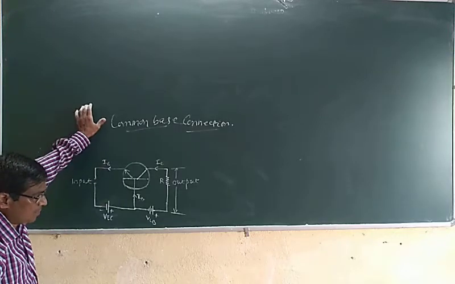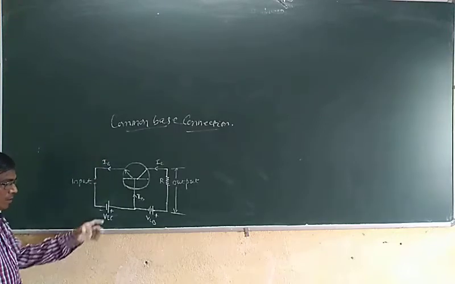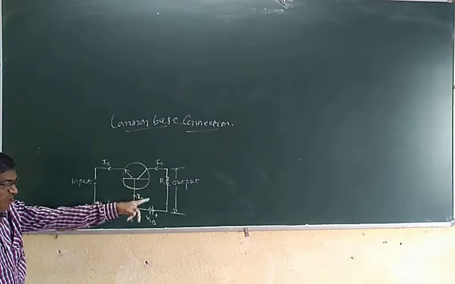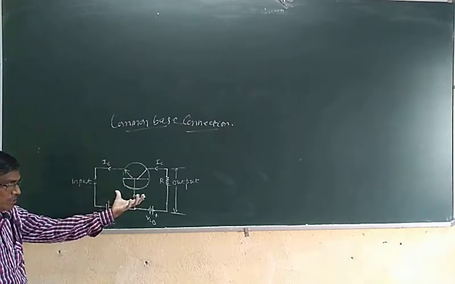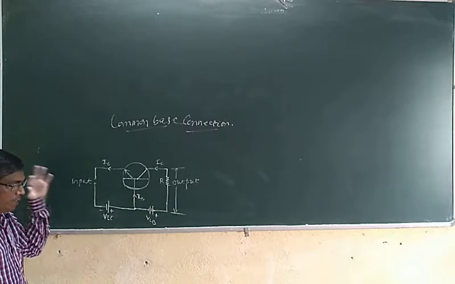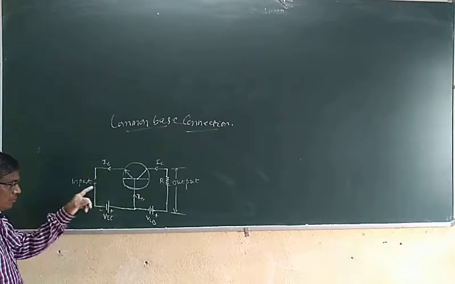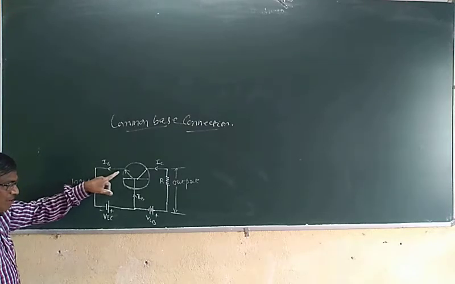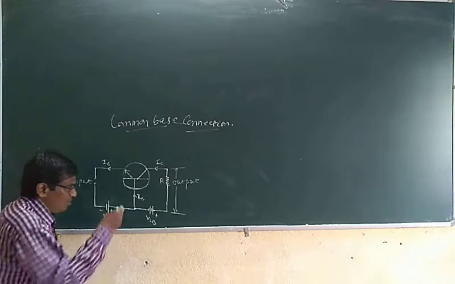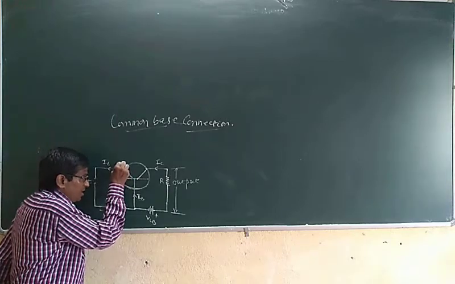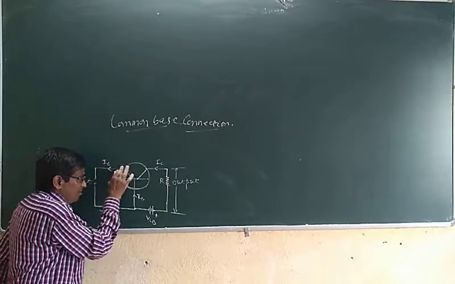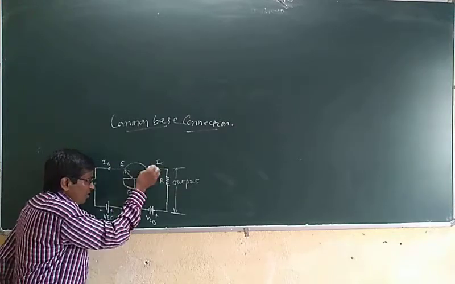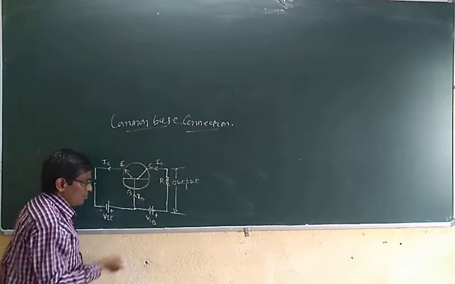Here, in this circuit, this connection is the common base configuration or common base connection of a transistor. Here, the input signal is applied across emitter and base. Now, the arrow point indicates the emitter, the middle point is known as the base, and the third one is known as the collector.